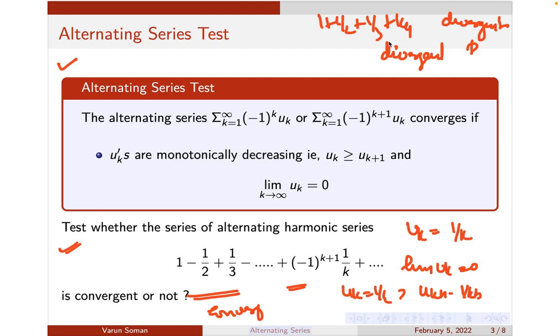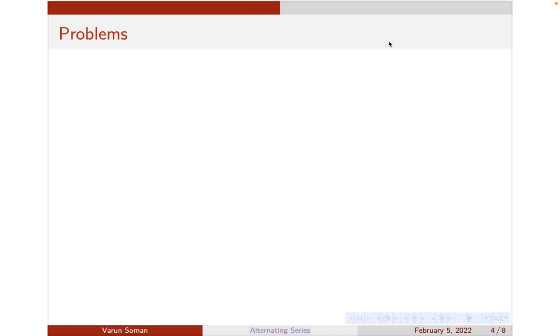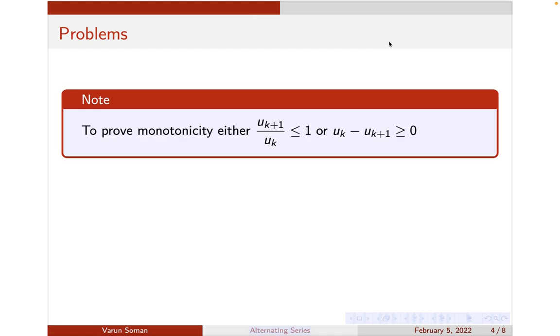Okay, now let us try to do some simple problems related to this alternating series test. Now let us look at some simple problems. Here, to prove monotonicity is sometimes difficult. Basically you have to show that the u_k's are monotonically decreasing. That means your u_k should be greater than or equal to u_(k+1).